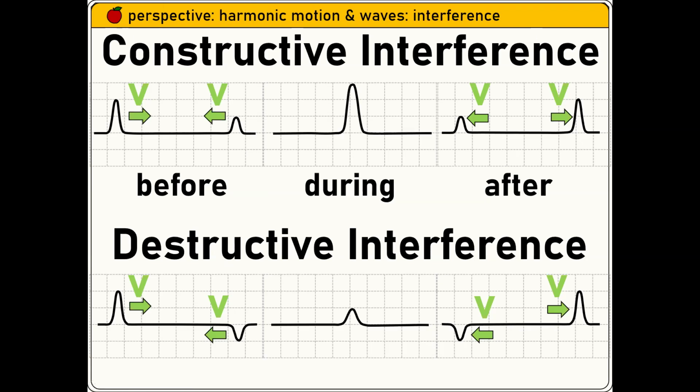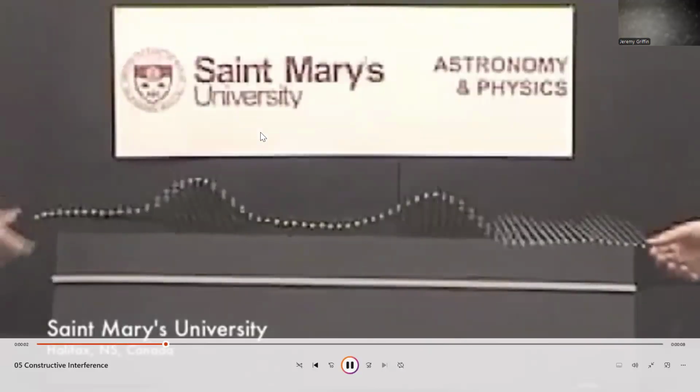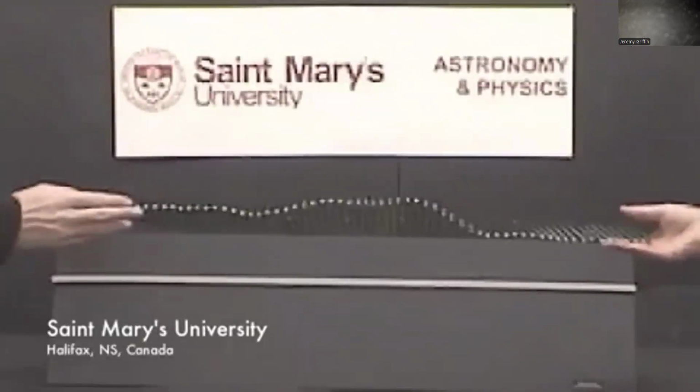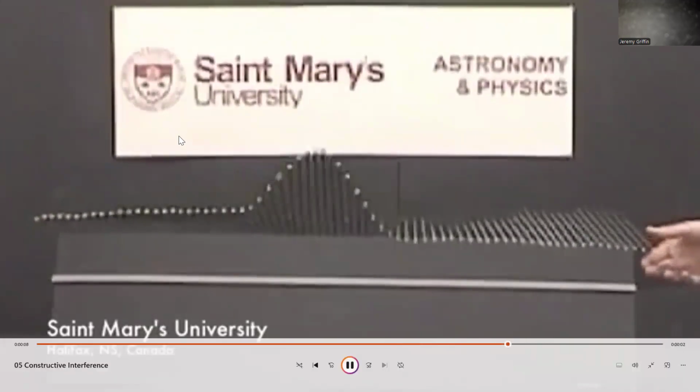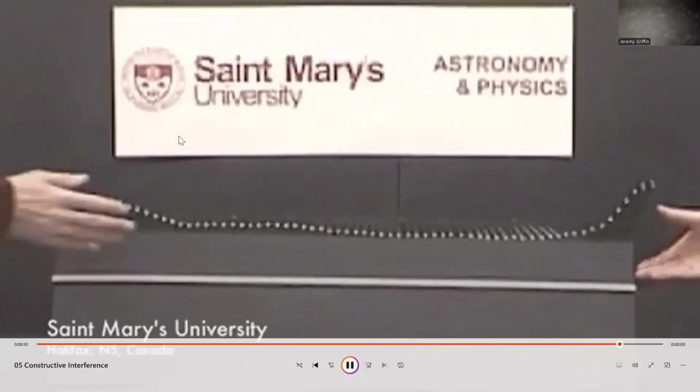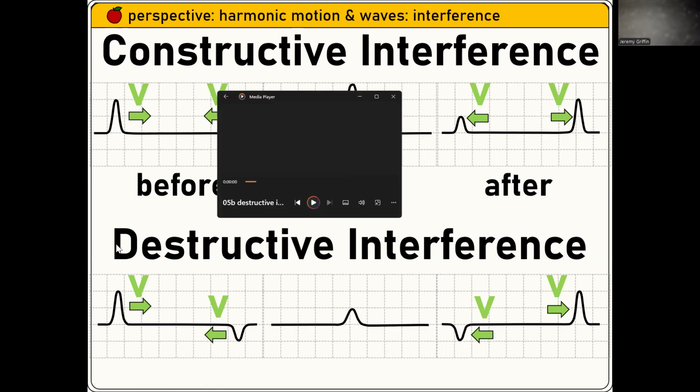I got a whole folder of demos here. Let me see if I can find a good demo for this. All right, let's do constructive here. Do you see where they meet in the middle? It's like 5 and 5 centimeters. They meet at maybe 10 centimeters. So we'll call it constructive interference. And then let's find a destructive version of this.